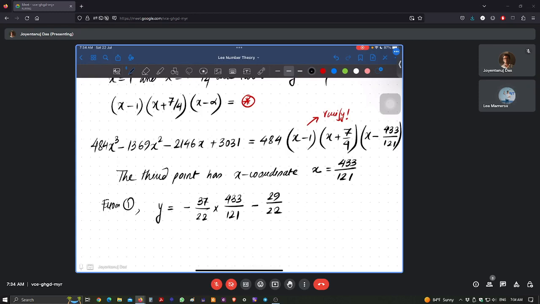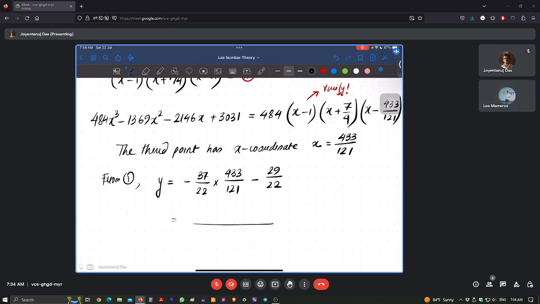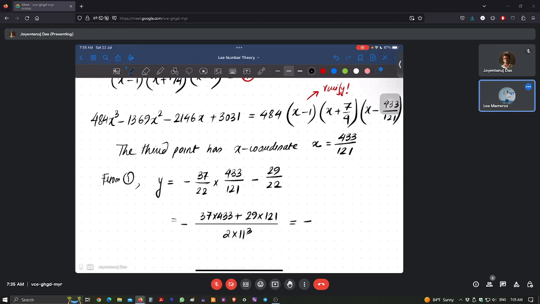Right. So this is, I think, 11 cube. Sorry, not 11 cube. I think it is 37 by 22. You have 22 is 11 into 2, so 22 means 2 into 11 cube. So it will be minus in both of them, so you can take out minus. So 37 into 433 plus 29 into 121, how much will that be? 19,530.